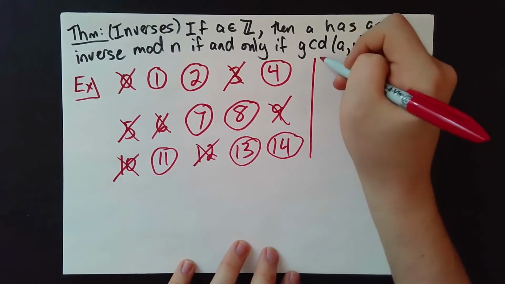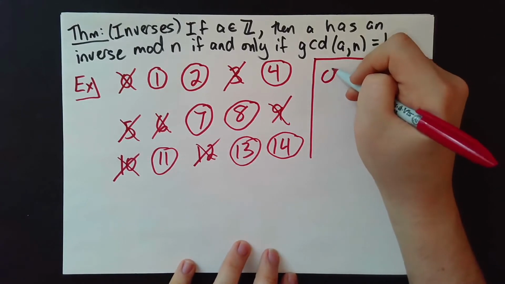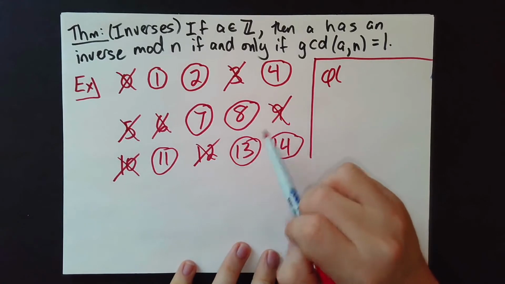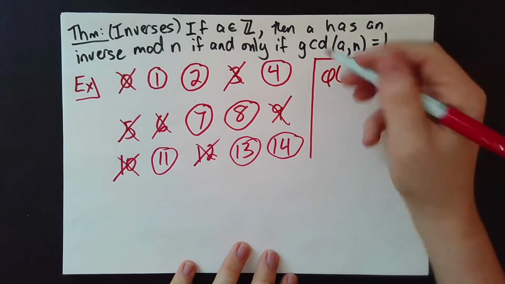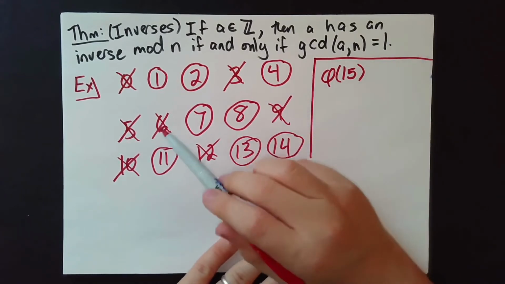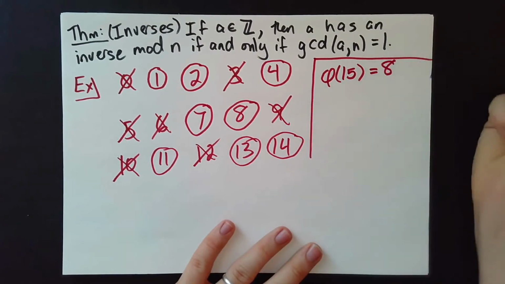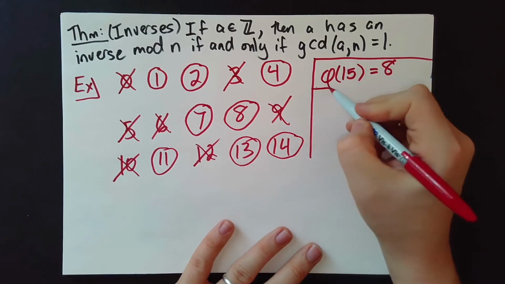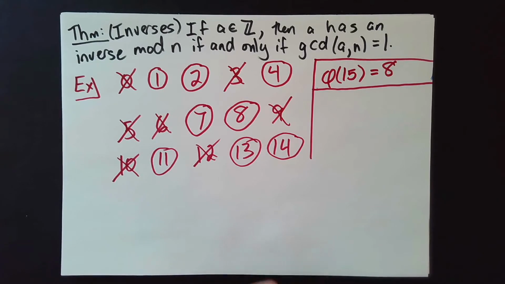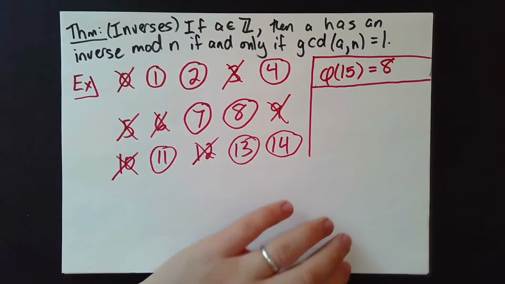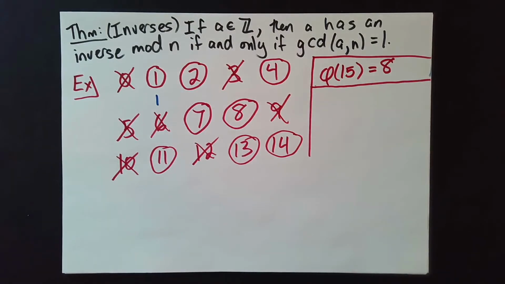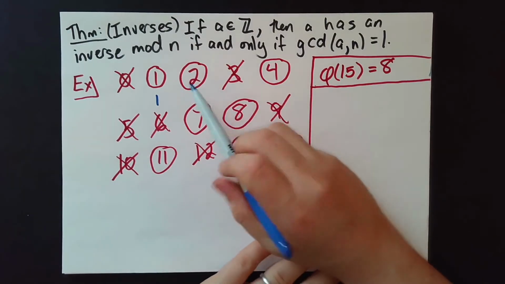I'll remind you that we went ahead and gave a name to the number of things that have inverses, or the number of things mod n that are relatively prime to n. We called that the Euler phi function, and so we just calculated that phi of 15 here is 8. Again, this will be a key role player later in the course. So let's write down what each of these inverses are. So one inverse is always going to be 1, and that's because 1 times 1 is 1.